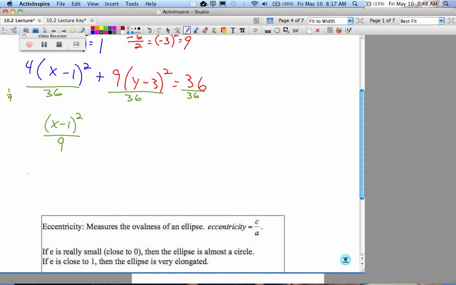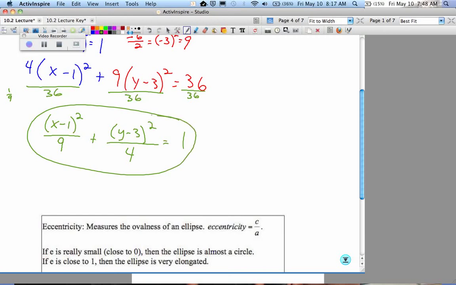Or if you just reduce this, you are left with 1 on top, 9 on the bottom. I don't need to write 1 out in front, just write 9 on the bottom. What's 9 over 36? Again, 9 over 36 is 1/4. Instead of multiplying by 1/4, you can divide by 4 over 1. And the key is I need it set equal to 1. So there's my equation.